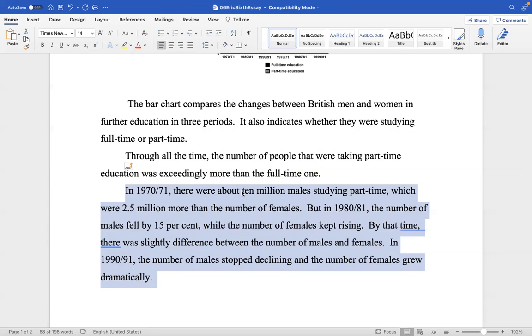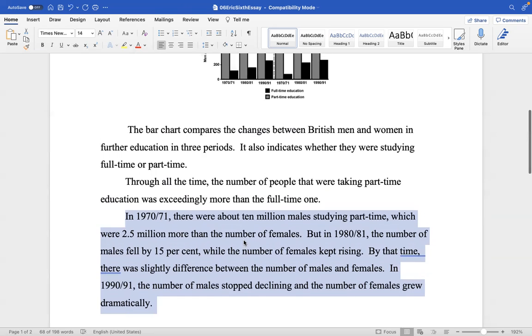So I mainly look at the part-time one, and I see it in 3 periods from males and females. Then in the fourth paragraph, I just indicate the full-time one, and in the fifth paragraph, I make a conclusion. Right, excellent. No, it's very well written.